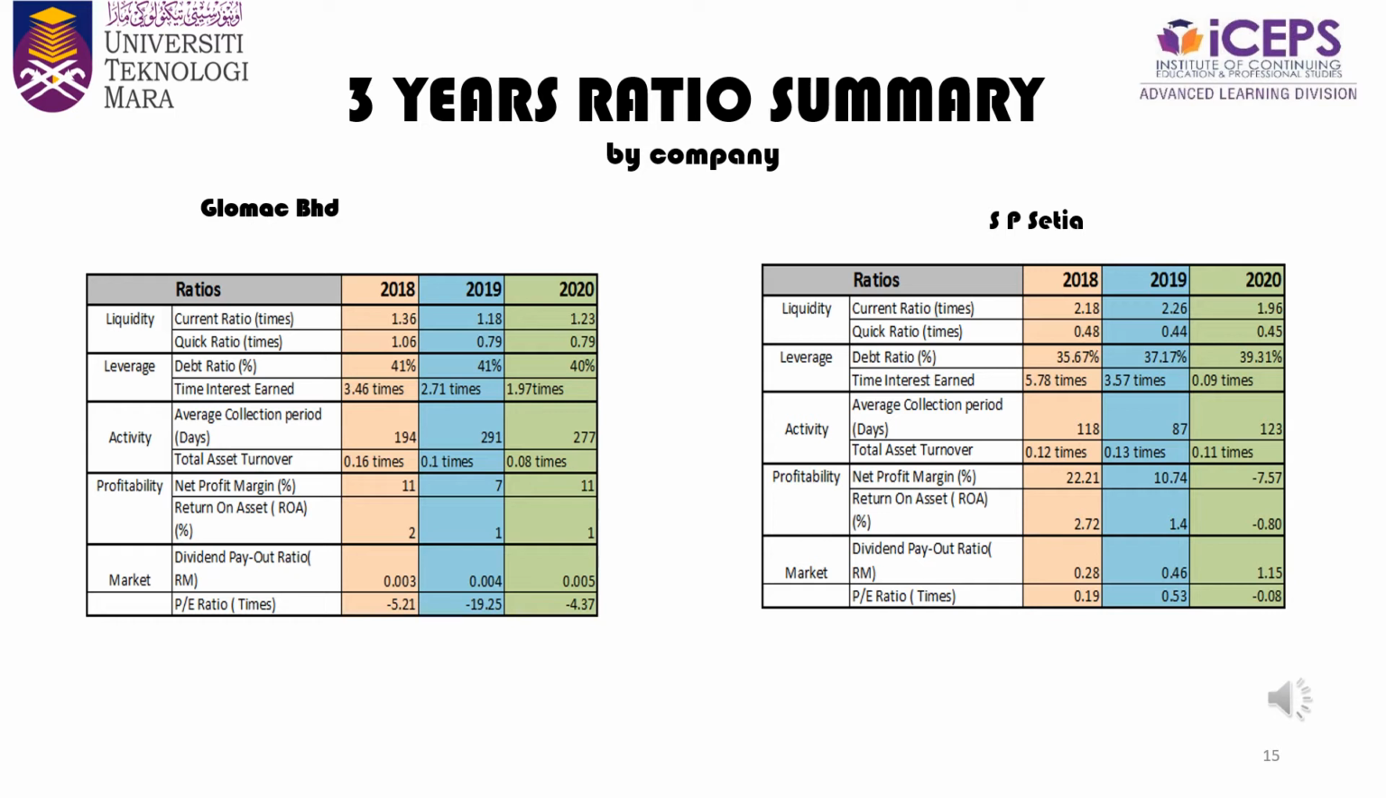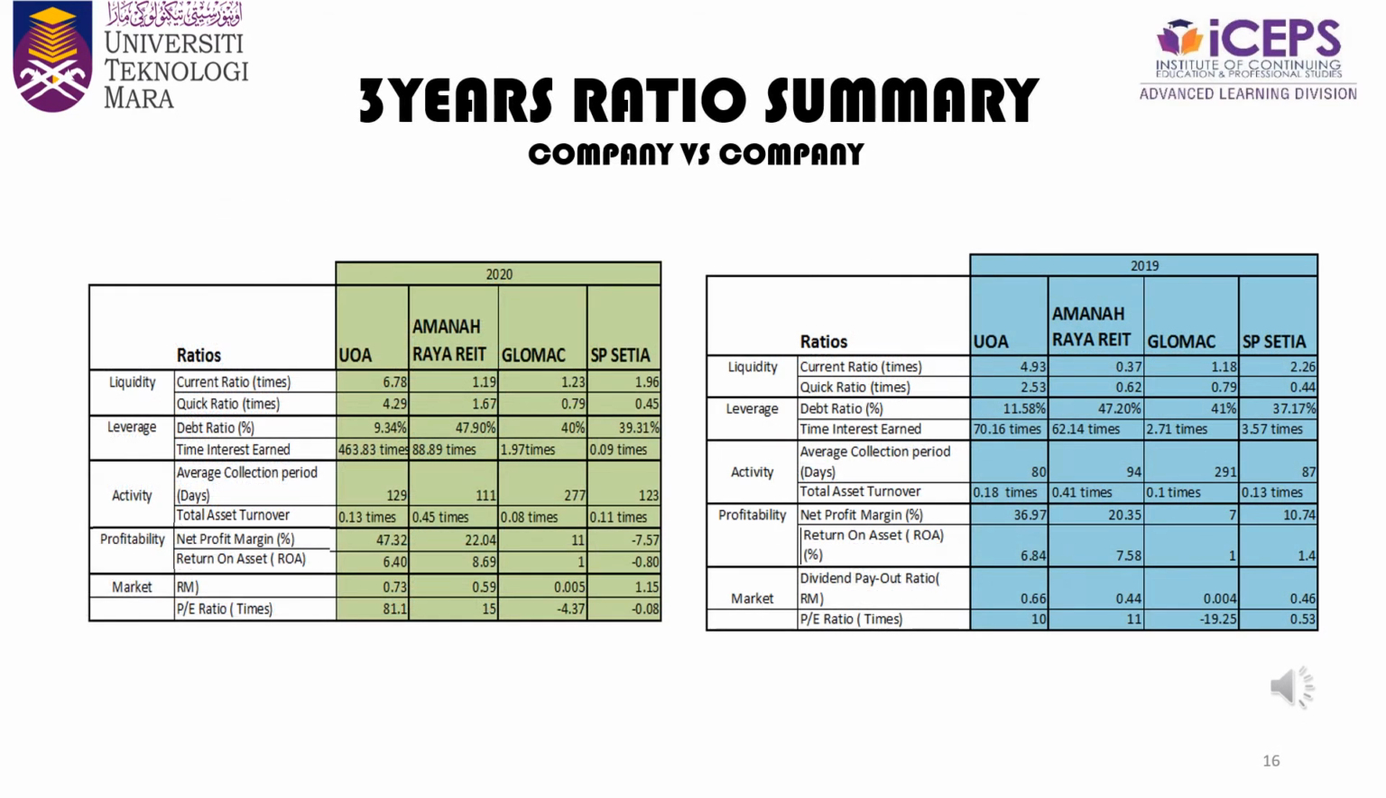In these slides, Slide 15 shows the 3 years ratio summary for Glomac Berhad and SP Setia. The next slide shows the analysis based on the company versus companies in the same industries year on year. The slide shows the analysis for year 2020, 2019 and followed by 2018.